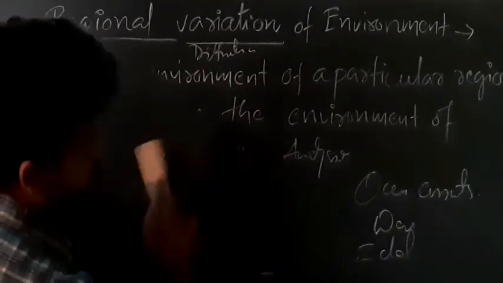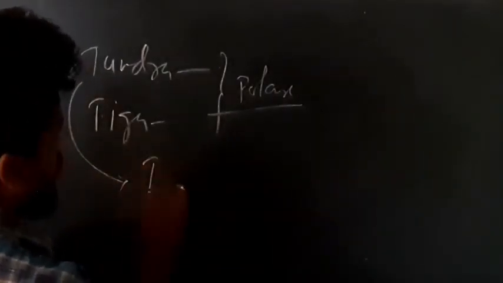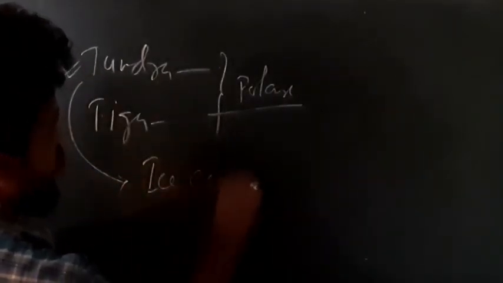Before reaching another topic, we have to see one topic because this is actually very confusing to you. What is the difference between taiga and tundra? We are discussing regional variation, right? We know taiga and tundra are both found in the polar region. But what is tundra and what is taiga? Tundra is a totally ice covered region.